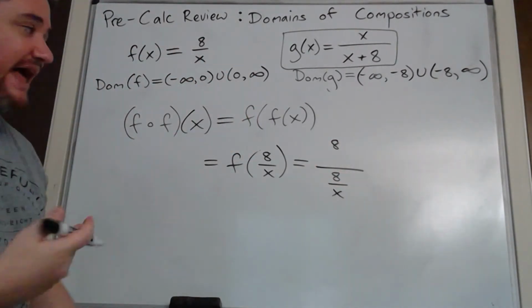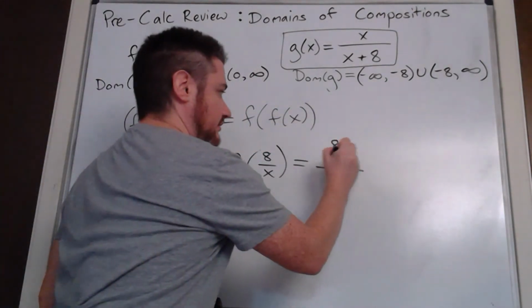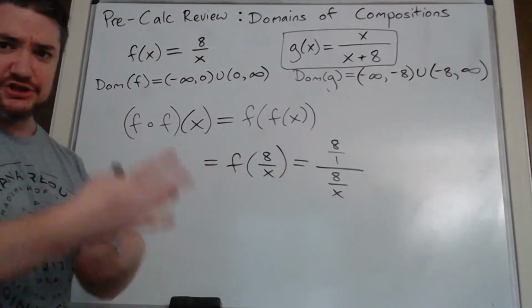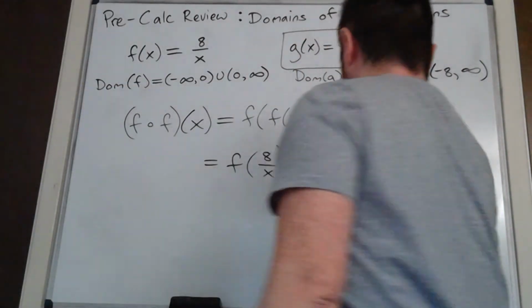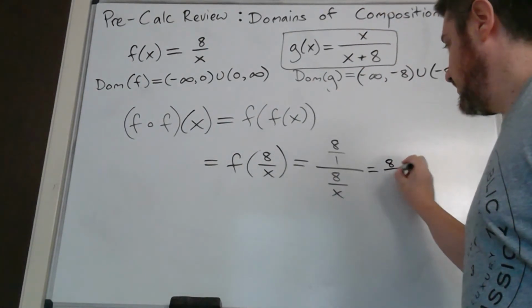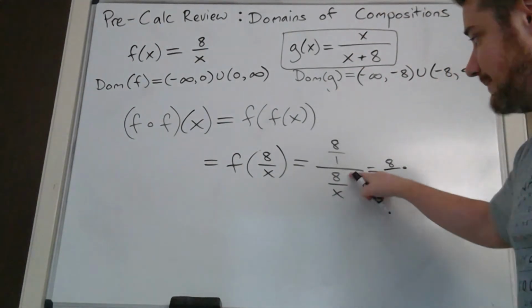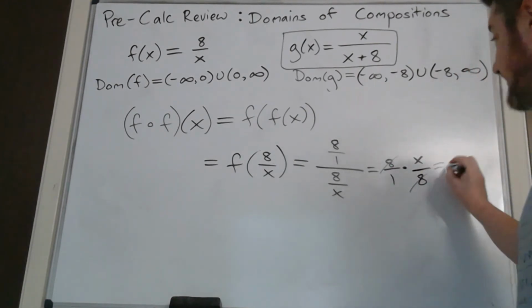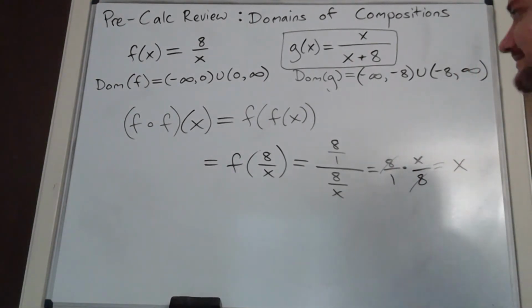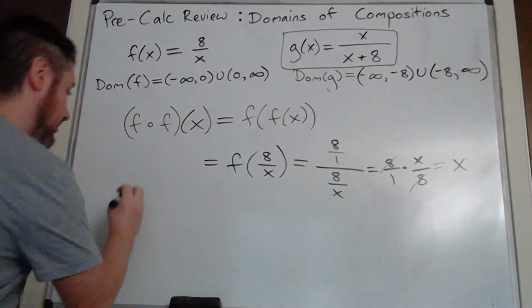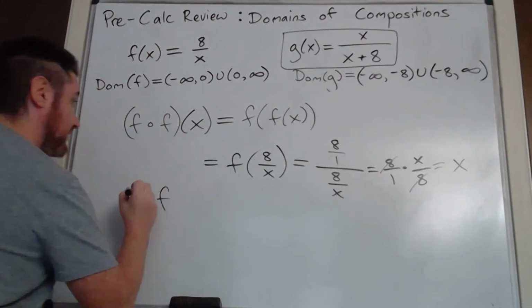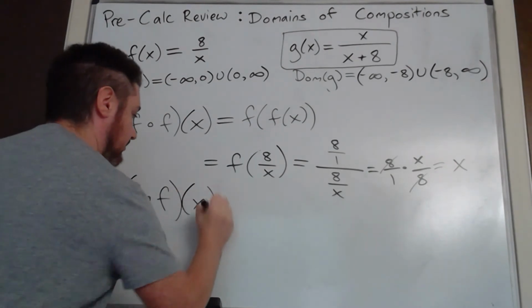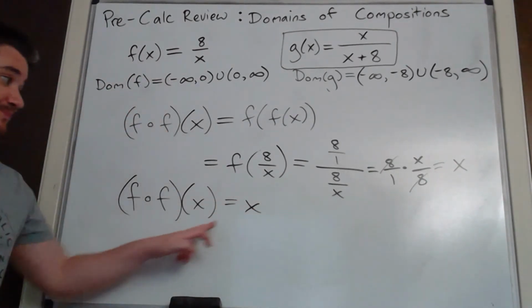x, all right? And just as I did earlier, convert that to a fraction just so I could flip and multiply and have everything line up nice. So now I've got 8 over 1 times the reciprocal, the flip of this, x over 8. Those 8s are going to cancel out. And so I've got x over 1, which is just x. Cool. So f composed with itself of x is just x.